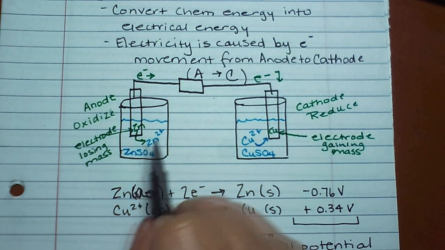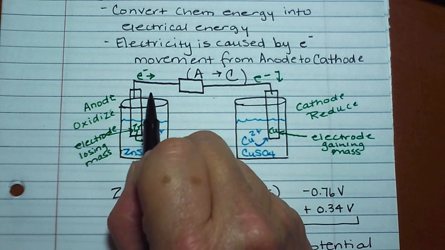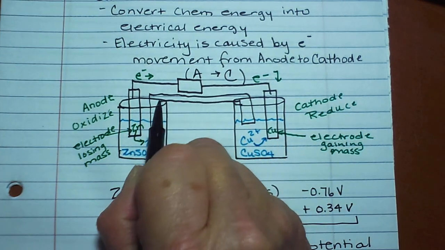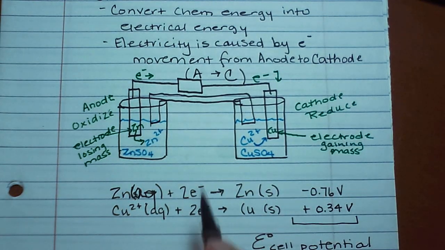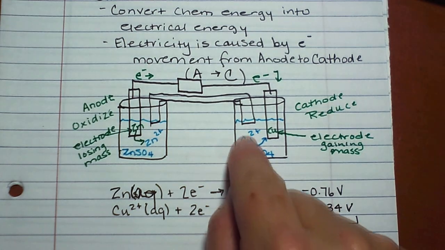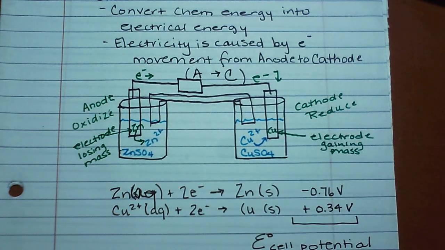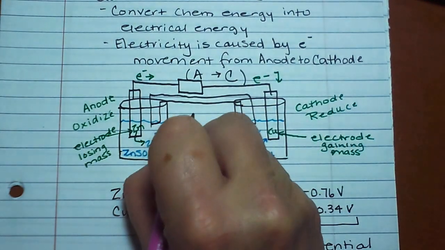So what we need to do is put in a bridge. And we put in something called a salt bridge. What the salt bridge does is it allows the anions to go back through the salt bridge, and it's going to balance things out. And the anions travel this direction.